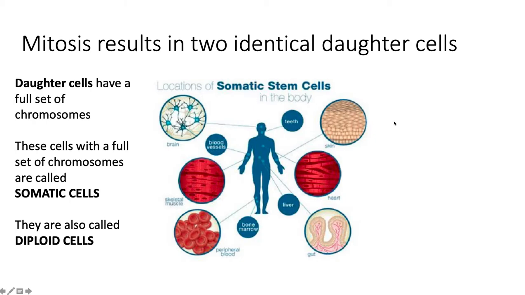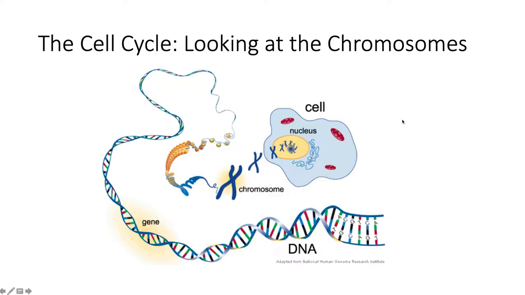And here's a graphic that shows just some examples of what somatic cells are, or diploid cells are, or daughter cells are. You have muscle cells, blood cells, cells that make up your liver and your gut, brain cells, skin cells. All of these are cells that result from mitosis. These are somatic cells or diploid cells.